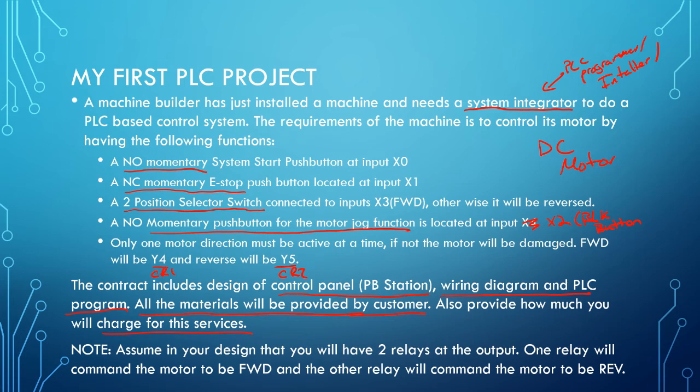Assuming in your design that you will have two relays, right? We talked about this. Control relay 1 and control relay 2. One relay will be forward. Let's say this one is forward, this one is reverse. Okay? And we're going to use the DoMore software to start programming. Write everything down.